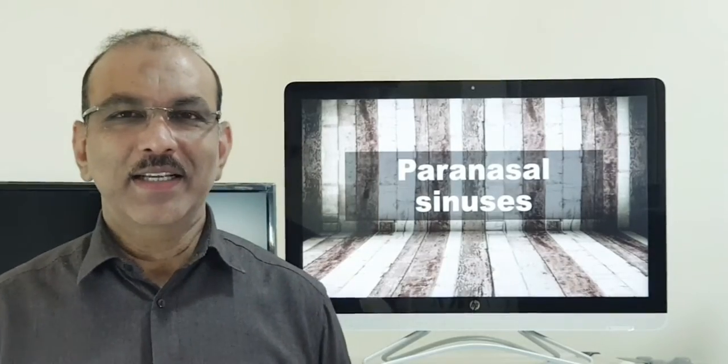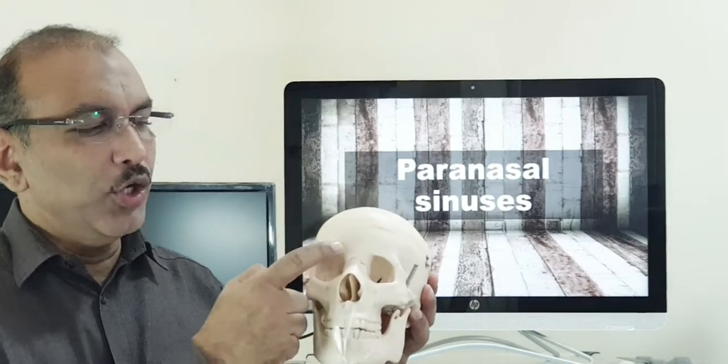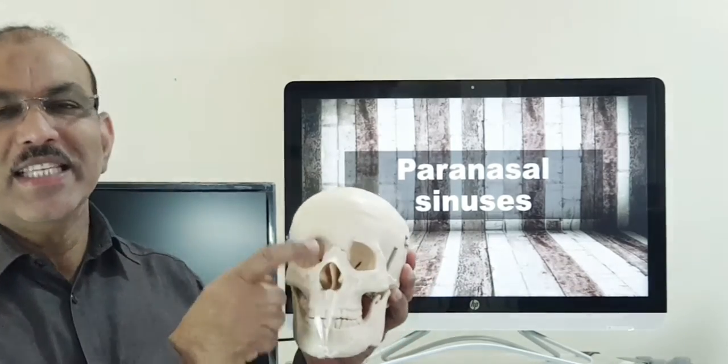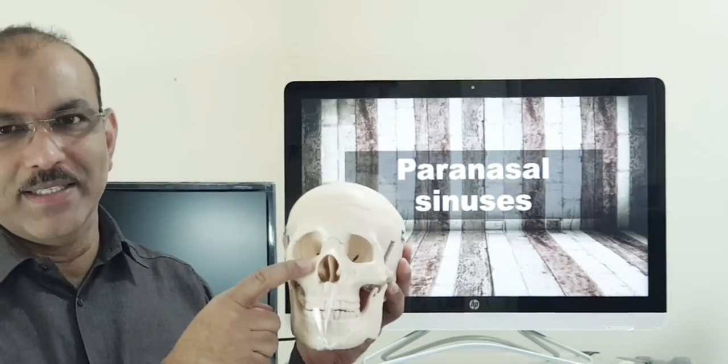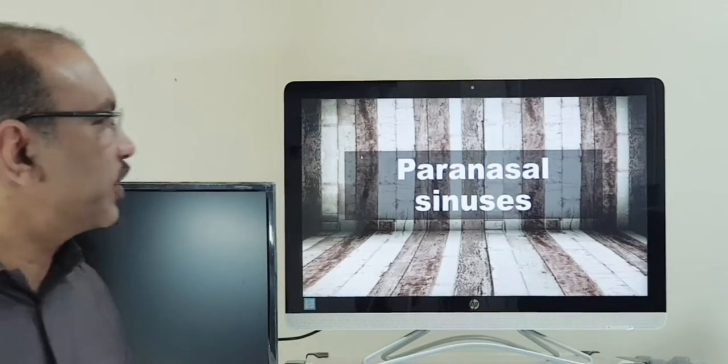Paranasal sinuses. This is a skull bone. In the skull bone, inside you have empty spaces. These empty spaces are called sinuses. Everybody, we all have 4 sets of sinuses, as you see in this picture.